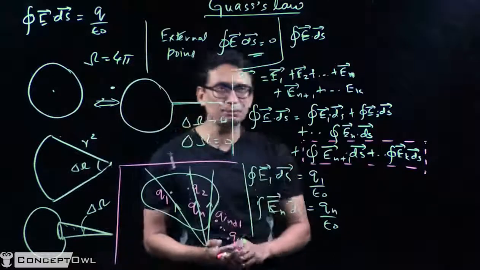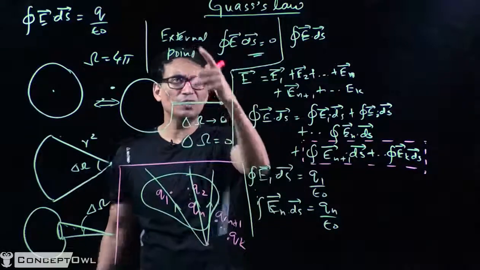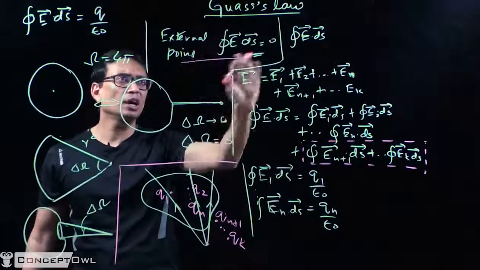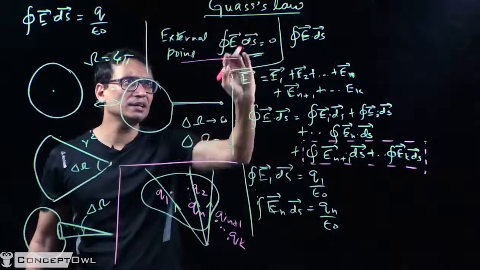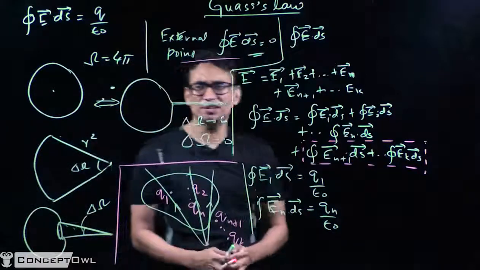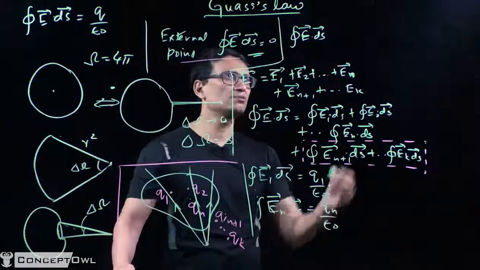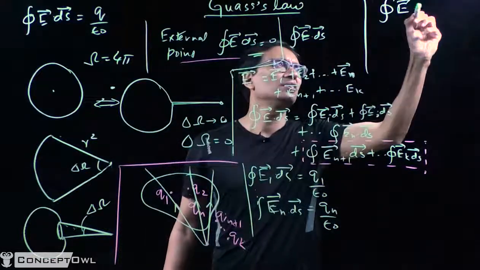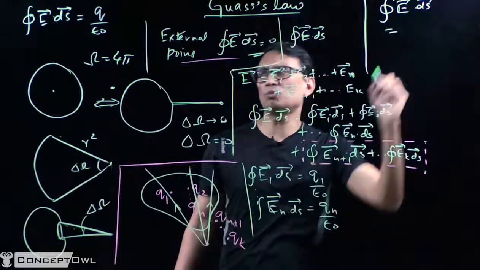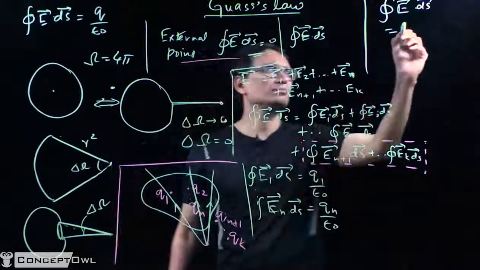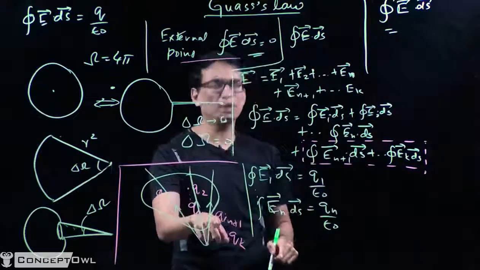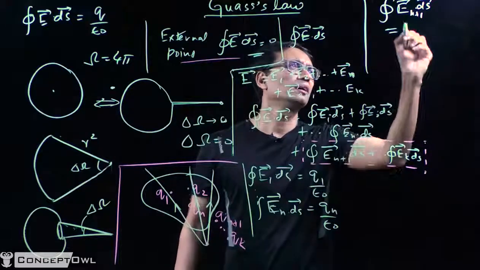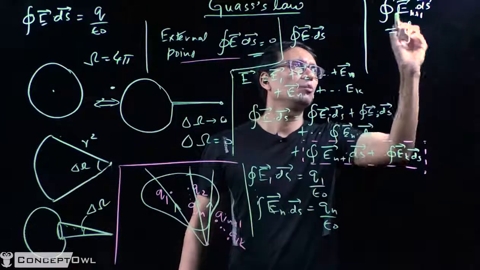But a more mathematical treatment would be that for an external point, as we showed, we will show that the integral of E dot ds is going to be equal to 0. And how do I do that? I'll just do that here. Say the integral of E dot ds. This is equal to what? Let's just take one charge, let's say Qn+1. So what will En+1 be? What is En+1?